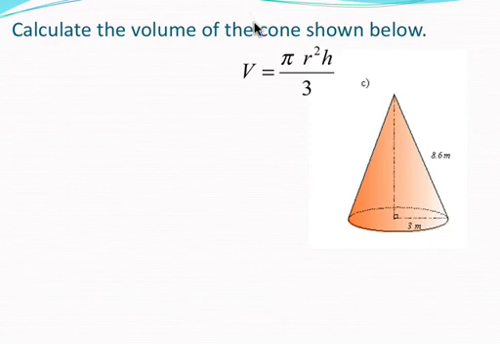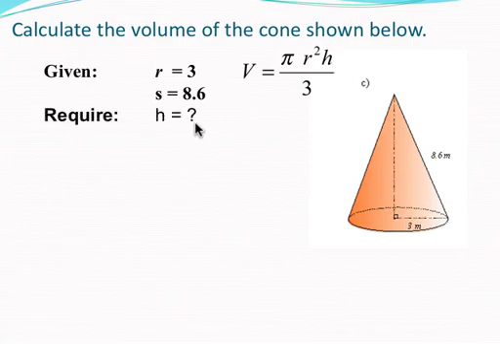So in this question, we're asked to calculate the volume of the cone. And in the question, we're given a couple of things. First of all, we're given that the radius is 3 meters. We're also given that the slant height is 8.6 meters. What we're not given is the height of the cone, and we're going to need that in order to calculate the volume. So the first thing we're going to have to do is calculate the height, and then we're going to calculate the volume.